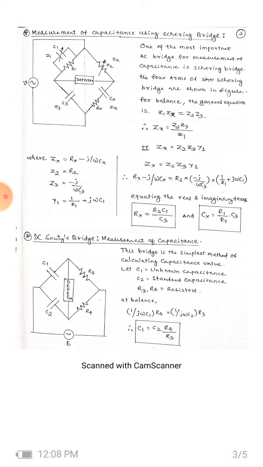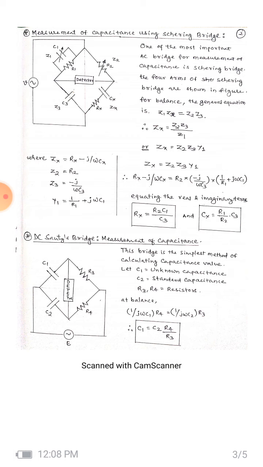So there is a detector here, and the source of supply is a voltage here. The Schering bridge is one of the most important AC bridges for the measurement of capacitance. It uses 4 arms as shown in the figure here. When the bridge is balanced, we can say Z1 into Zx is equal to Z2 into Z3.